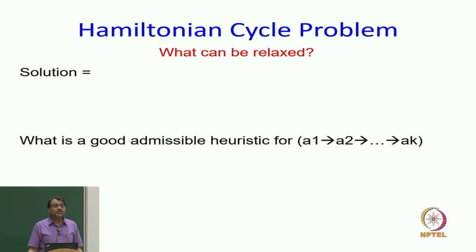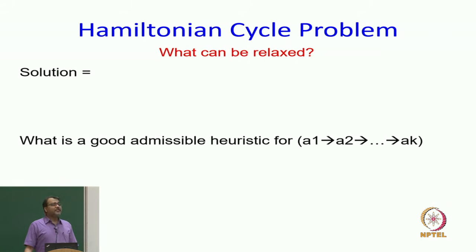And my edge would be expansion, and the expansion would be what? Suppose I currently have a path A1, A2, A3 up to AK in my state, then the next child would do what? Visit an unvisited node from AK. So, I will go from A1, A2, A3 up to AK to A1, A2, A3 up to AK plus 1, and the AK plus 1 can be one of many. Therefore, I will have many children. Okay. So, this is my state space.